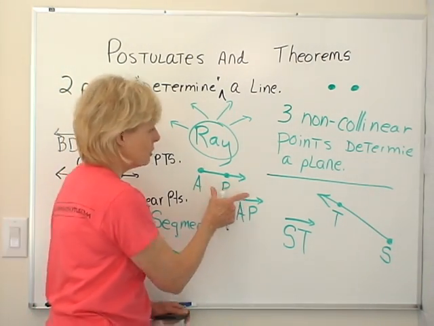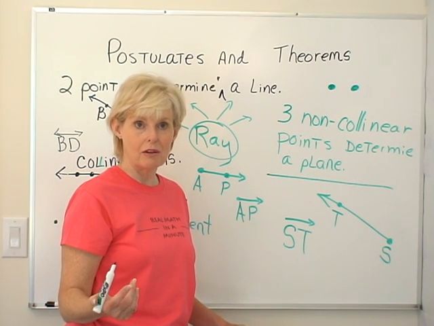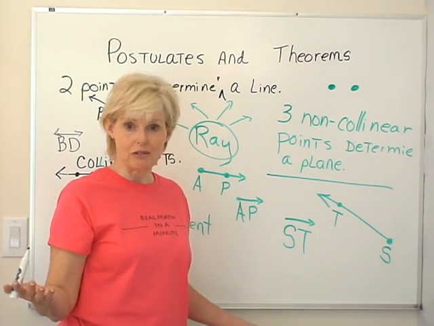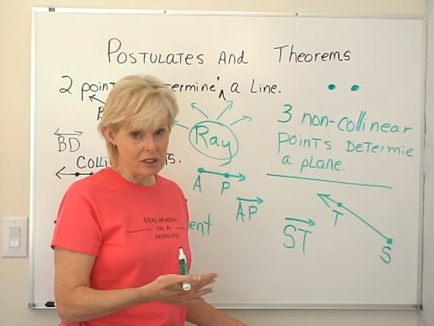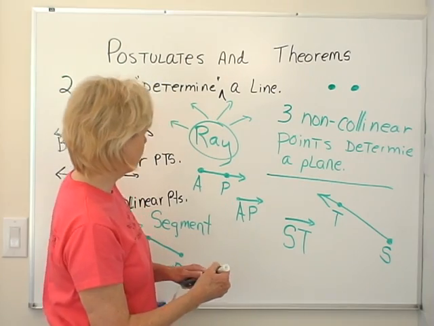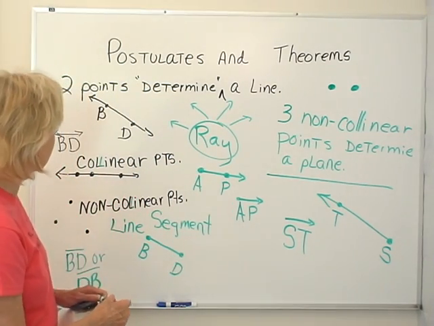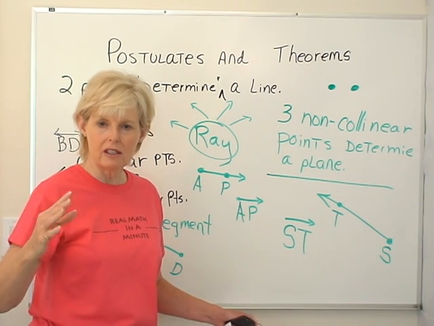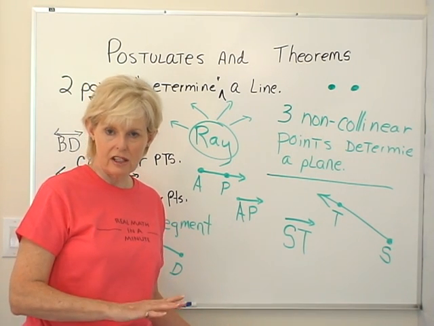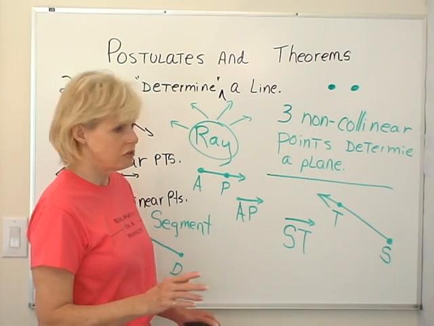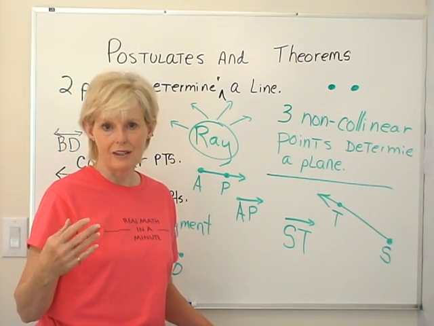We cannot measure a ray. We can't say, well, this ray was 2 inches long, because it goes forever. It only stops on one end, it doesn't stop on the other end. So that is a little bit of beginning about a couple of the beginning postulates and understanding about lines and line segments and rays, which all go together, and a little bit of understanding about collinear and non-collinear.